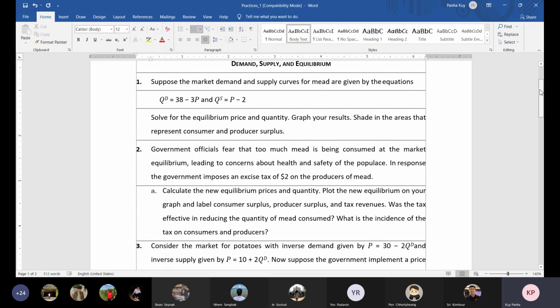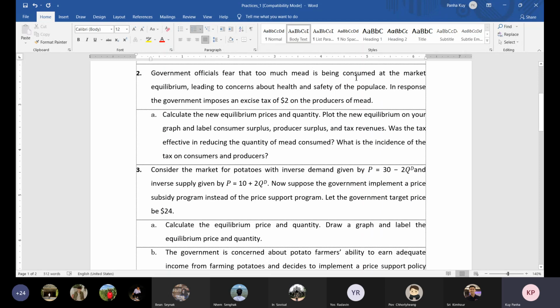And for number 2, suppose that the government official feels that too much milk is being consumed at the market equilibrium, leading to concern about the health and safety of the populace. So in this part, the government imposes an excise tax of $2 on the producers of milk. Then I ask you to calculate the new equilibrium price and quantity, plot the new equilibrium on your graph, and label consumer and producer surplus and also the tax revenue. Then also, how effective is the tax in reducing the quantity of milk consumed, and what is the incidence of the tax on the consumer and producer? Okay, that is number 2.